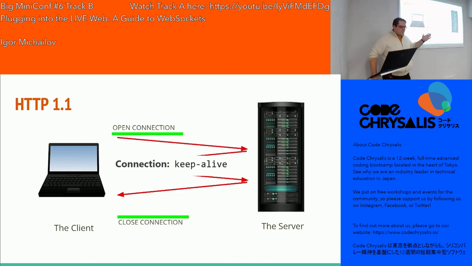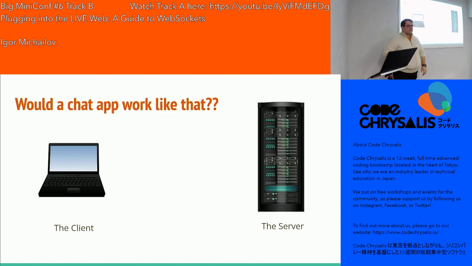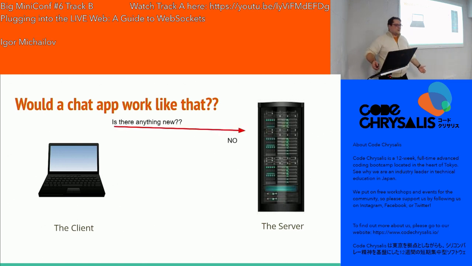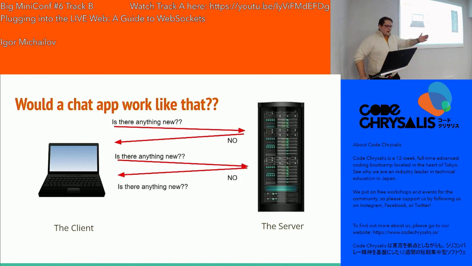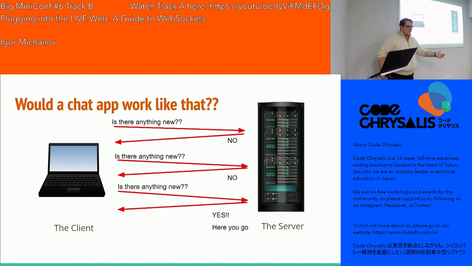But would that work with a chat? Let's consider how that would look. The client would go, are there any new messages? The server would look, say no, and send back an empty response. Again, are there any new messages? And this back and forth continues until we get a request where, oh yeah, there are new messages, here you go. Technically, this works. This is pretty much the concept of the MIRC that I mentioned at the very beginning.